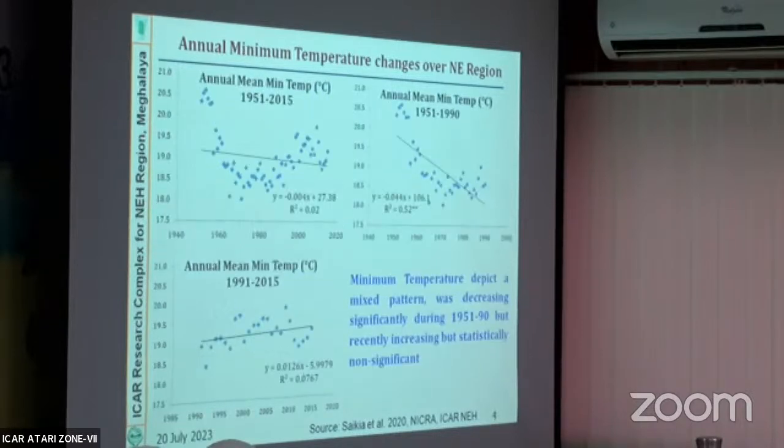Then annual minimum temperature, how is it changing? In the first cycle, 1951 to 2015, over the 65 years, it is decreasing. In 51 to 90, the same trend, it is decreasing significantly. But in the last 25 years, you can see it is increasing, though not significant. But it is increasing. The trend is there. That means we should be concerned.